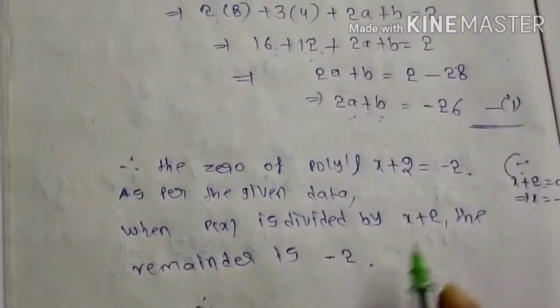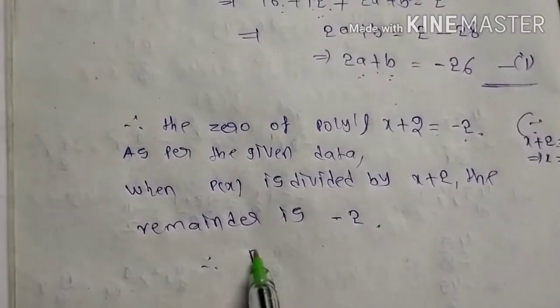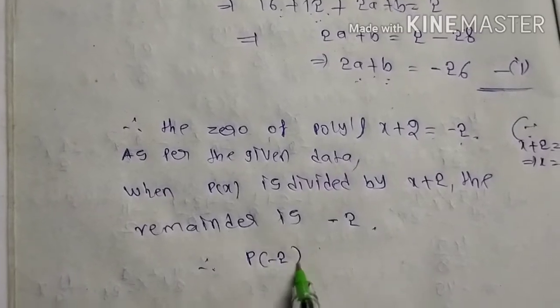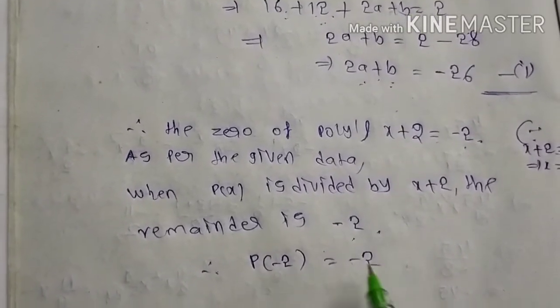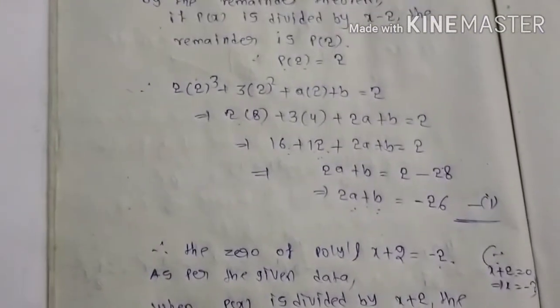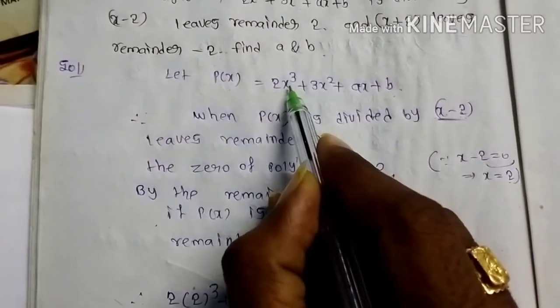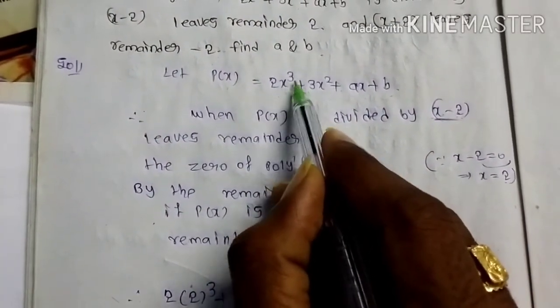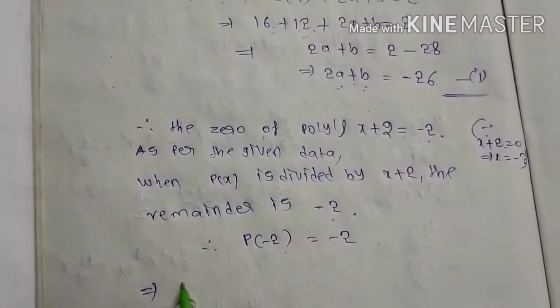That means you can write here, what is the zero of this x plus 2? Minus 2. That means you can substitute here p of minus 2. P of minus 2 is equal to, what have they mentioned in the problem? Minus 2. You can take here minus 2 only. That means p of minus 2 means just substitute in p of x. You can see 2x cube means 2 into minus 2 whole cube plus 3 into minus 2 whole square plus a into minus 2 plus b. You can substitute clearly, without any confusion.